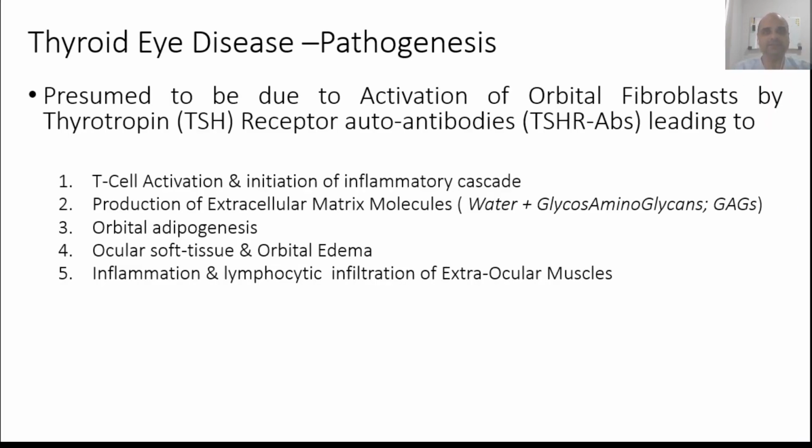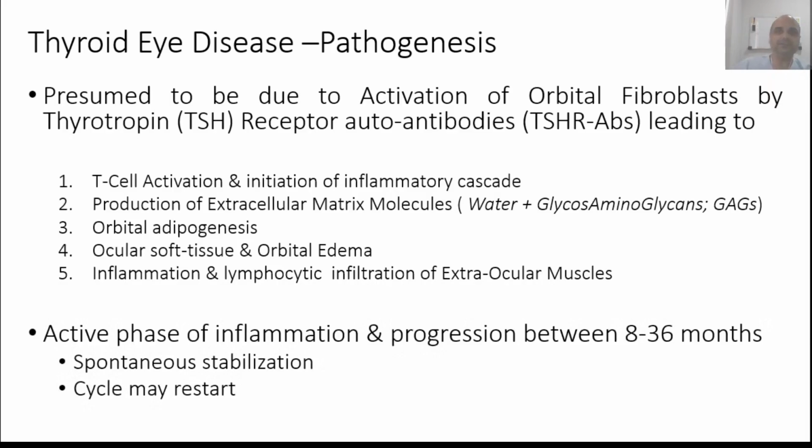You also have a lot of edema simply because you have inflammation going on. So you have soft tissue edema, including orbital edema. And then finally, you have inflammation and lymphocytic infiltration of your extraocular muscles. So all of these things presumably start off when orbital fibroblasts are activated. And it has a very peculiar sort of progression, as we'll see graphically as well. You have an active phase of inflammation, progression of disease, a really quick phase of inflammation, and then the disease slowly progresses between about 8 and 36 months, and then it stabilizes and improves.